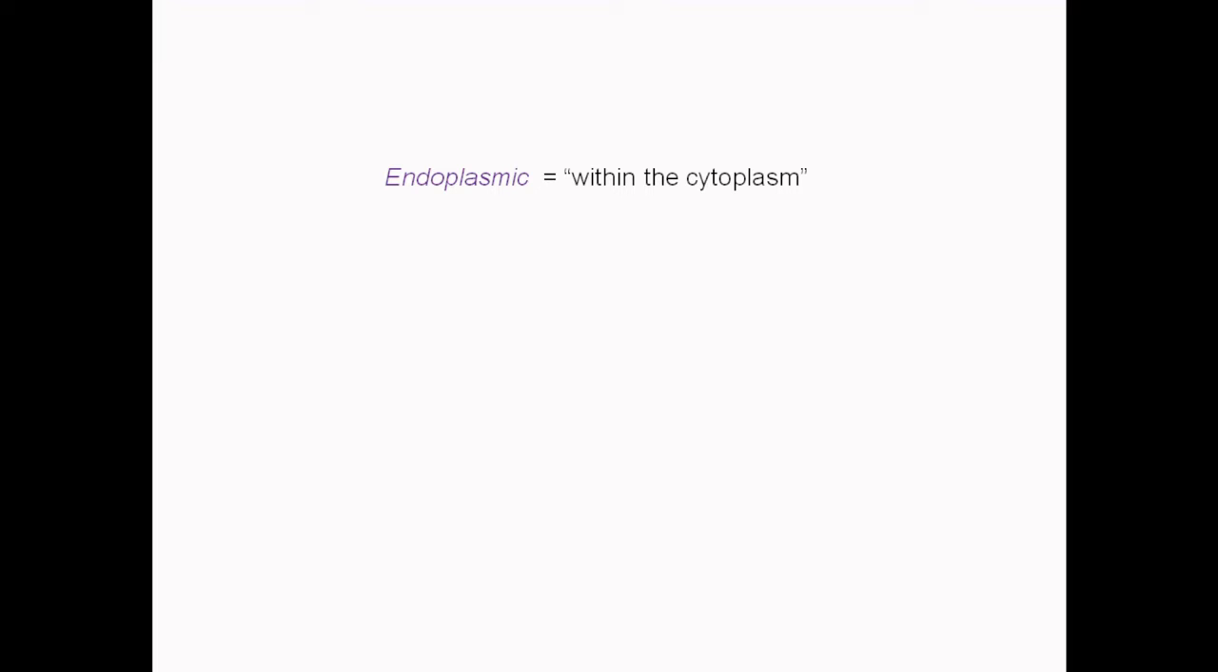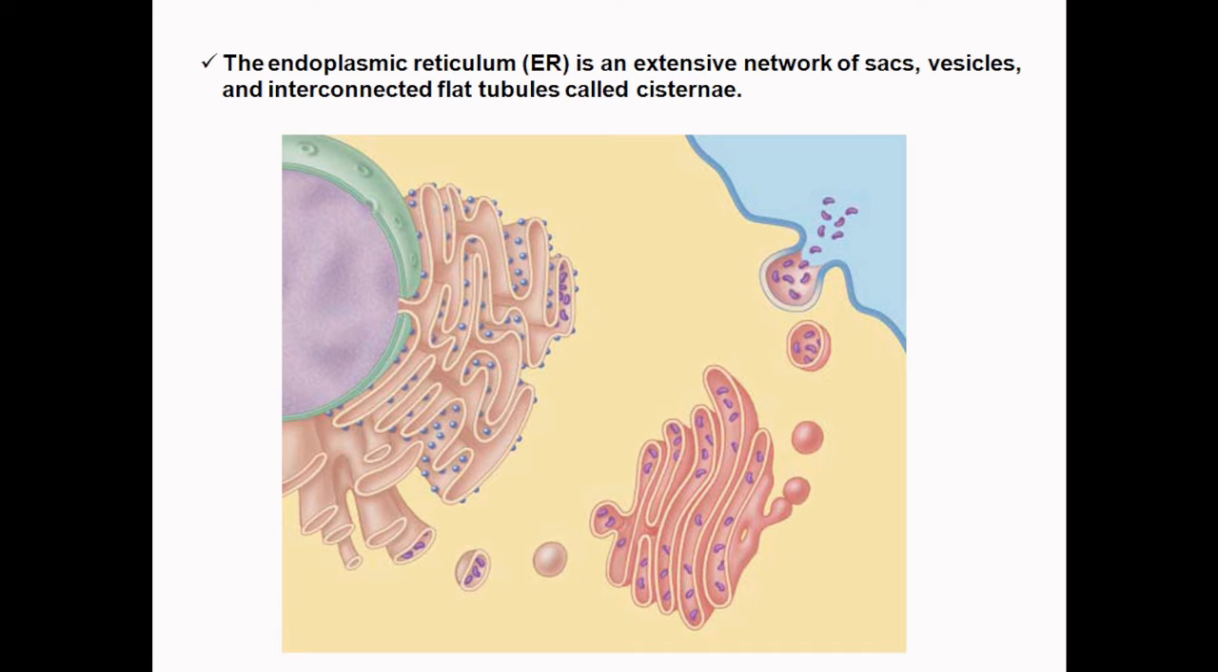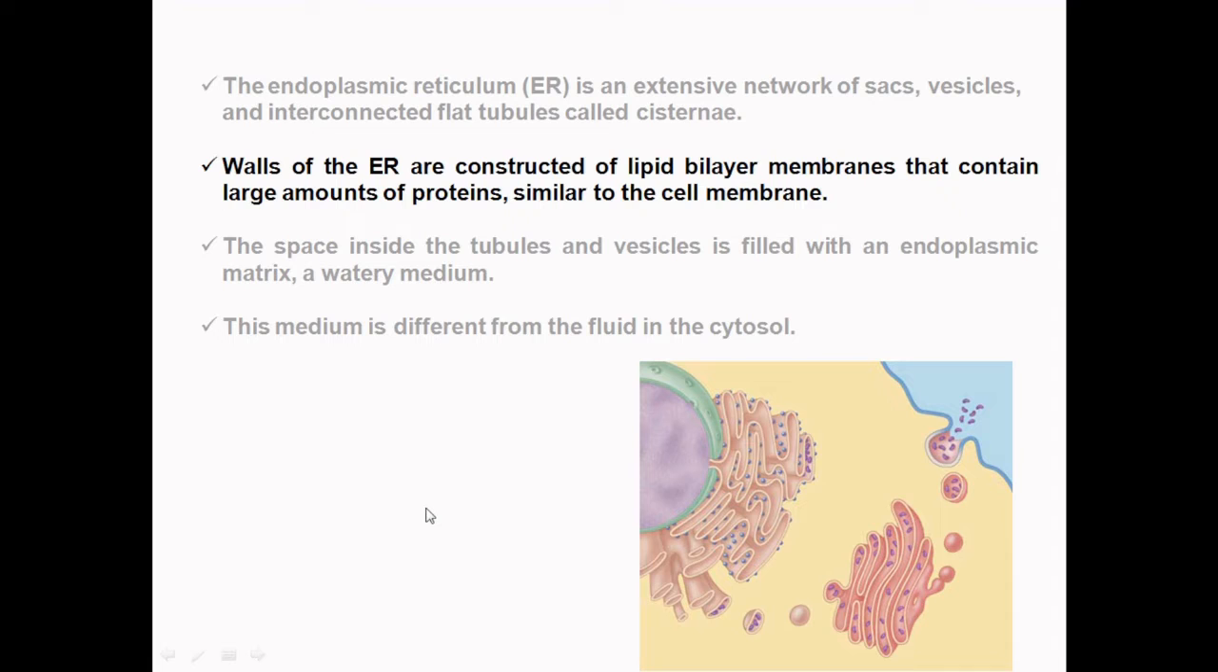Endoplasmic means within the cytoplasm and reticulum means a little net. So it's a little network-like structure which is found within the cytoplasm, and it consists of sacs, vesicles and interconnected flat tubules called cisternae. Here you can find the interconnected tubules, and here you can find the ribosomes also, and in some parts ribosomes are absent. The walls of the endoplasmic reticulum are constructed by a lipid bilayer membrane.